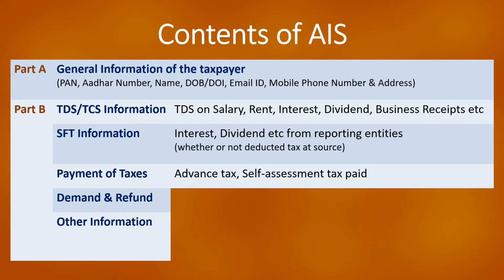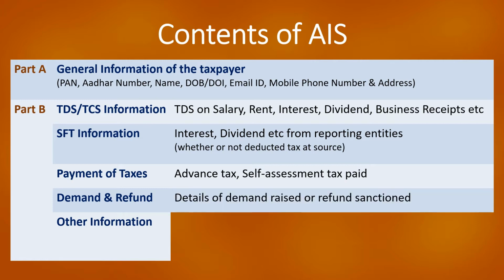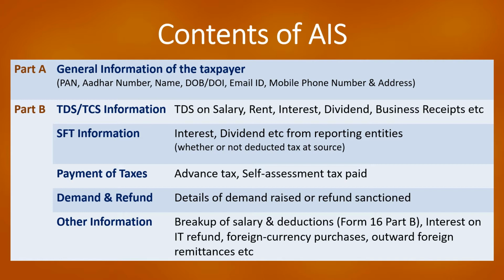Next head is payment of taxes. This contains details of taxes paid like advance tax, self-assessment tax, etc. Next head is demand and refund. This contains details of demand raised or refund sanctioned by the Income Tax Department. The last head being other information contains breakup of salary and deductions. This is nothing but Part B of Form 16, interest on income tax refund, foreign currency purchases, outward foreign remittances, etc.